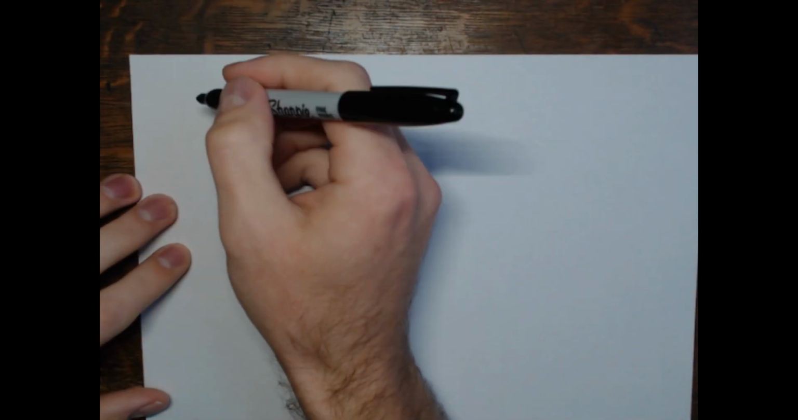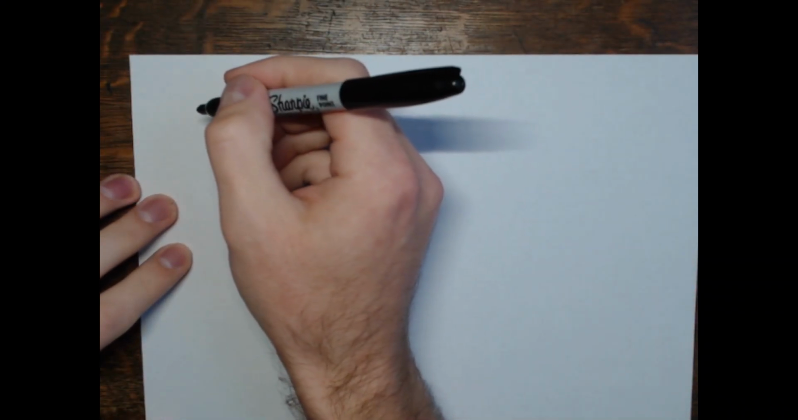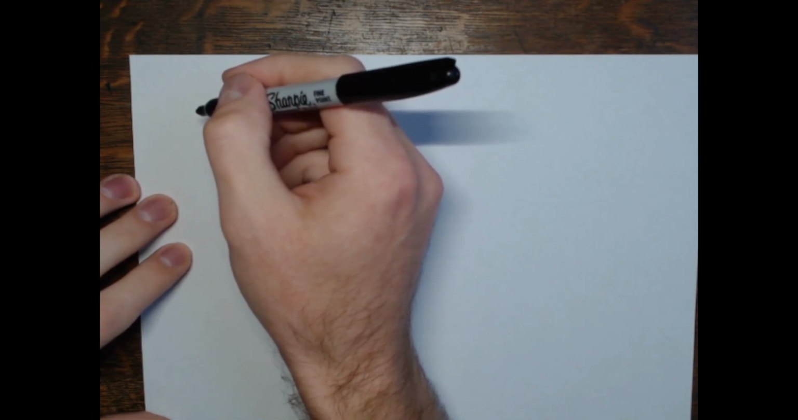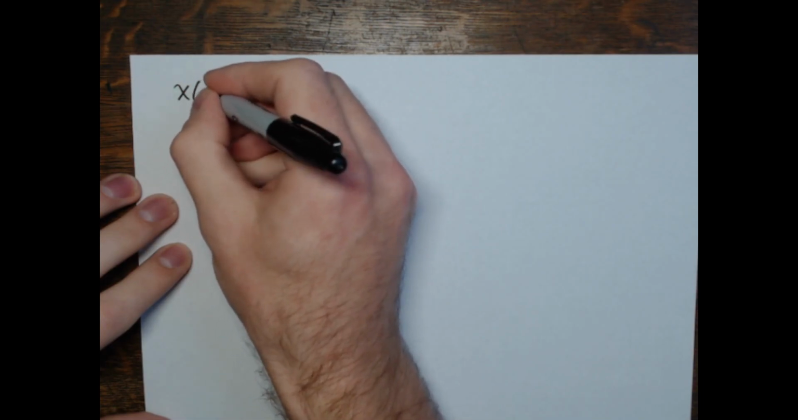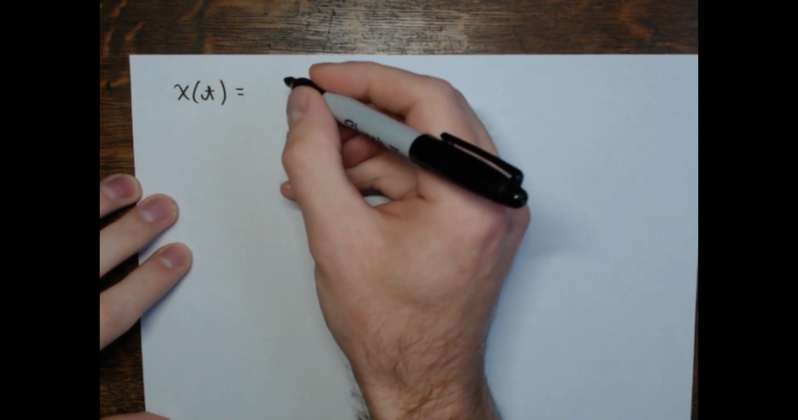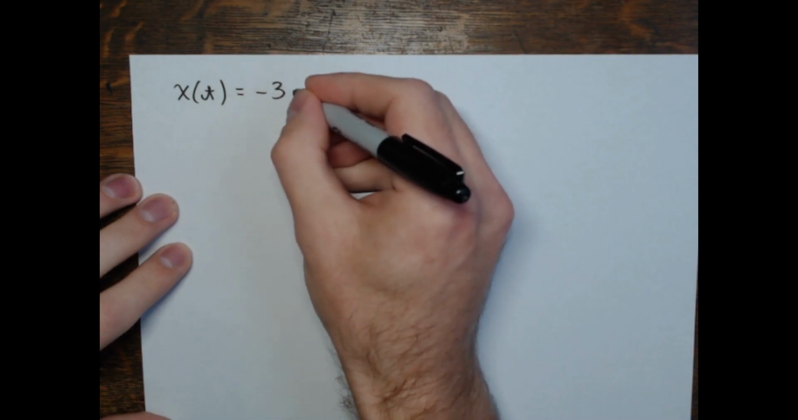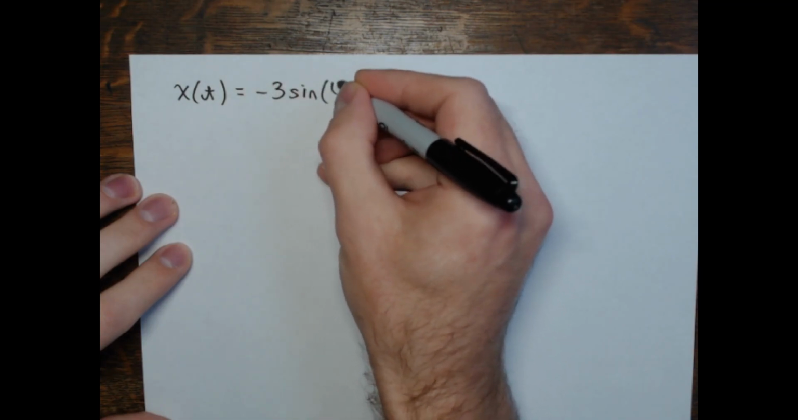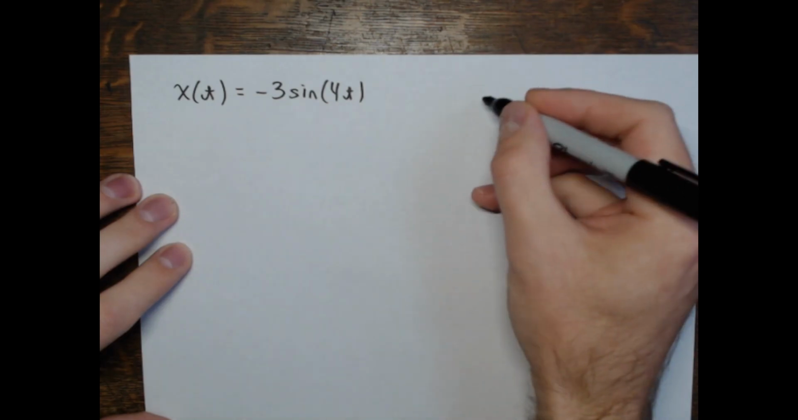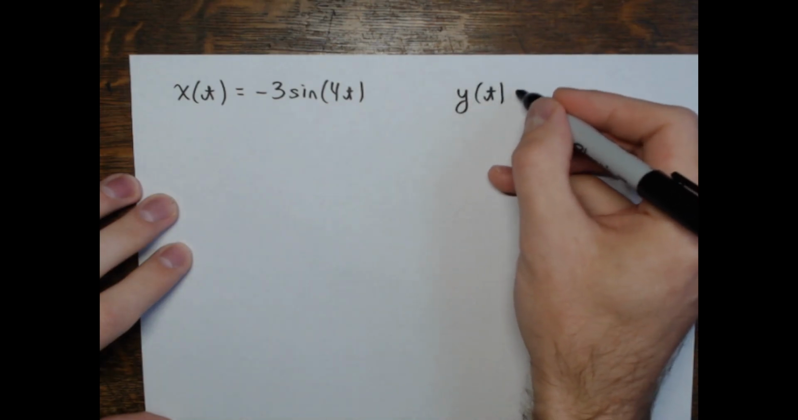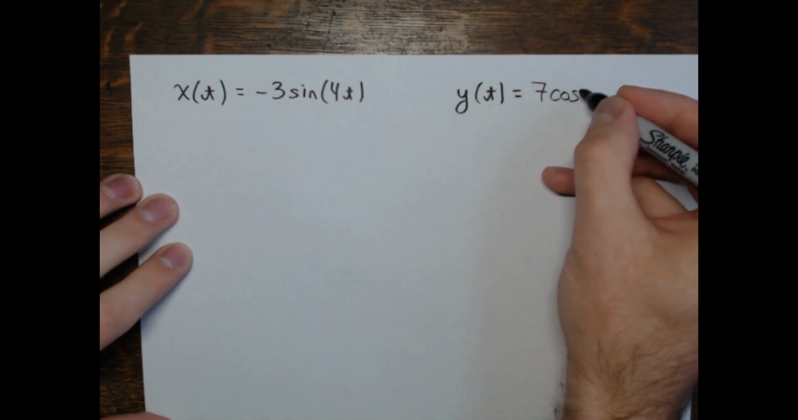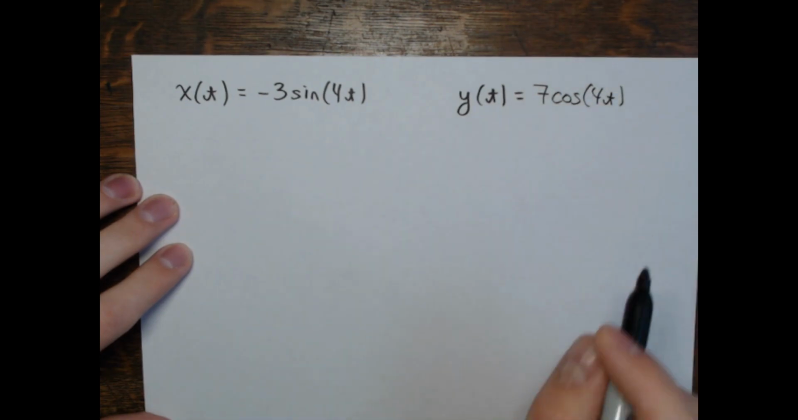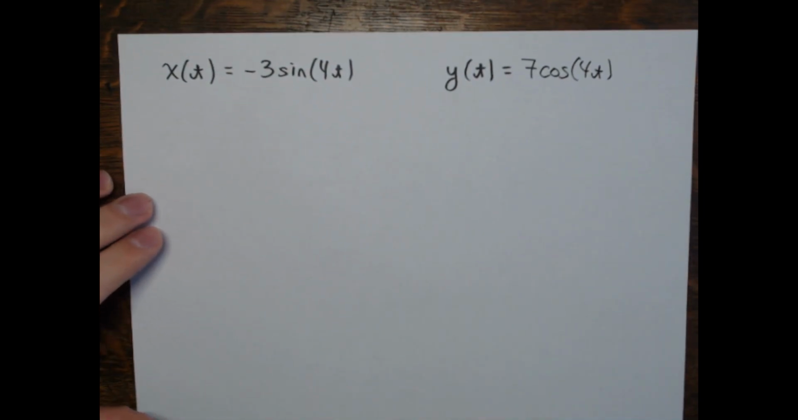So here was our curve, and I'll go to Desmos too. When we get the equation of the tangent line, I'm going to graph the curve and graph the tangent line. You'll see that it's tangent. So x of t is negative 3 times the sine of 4t, and y of t is given as 7 times the cosine of 4t. So another ellipse. We saw this in the very first example, another one that's going to be an ellipse.